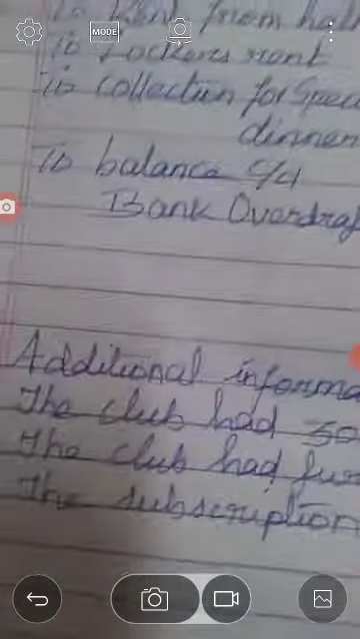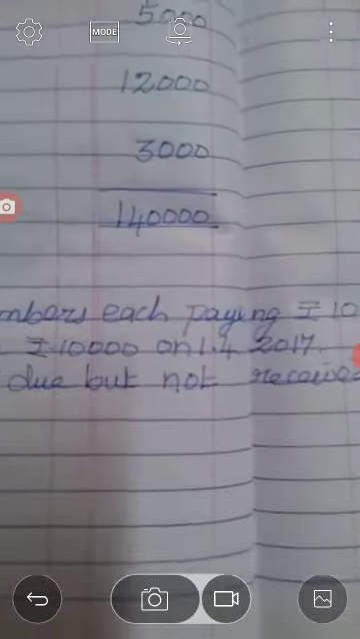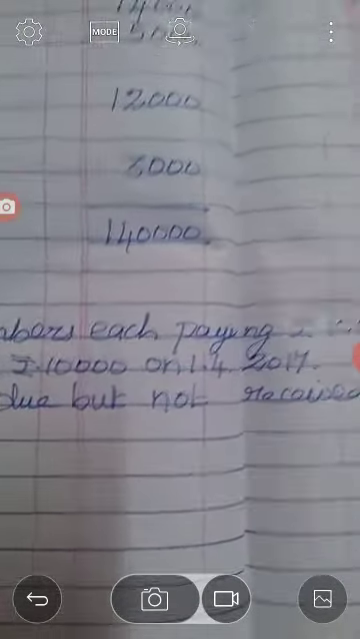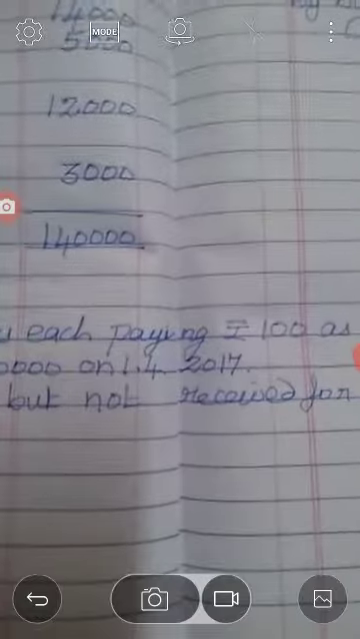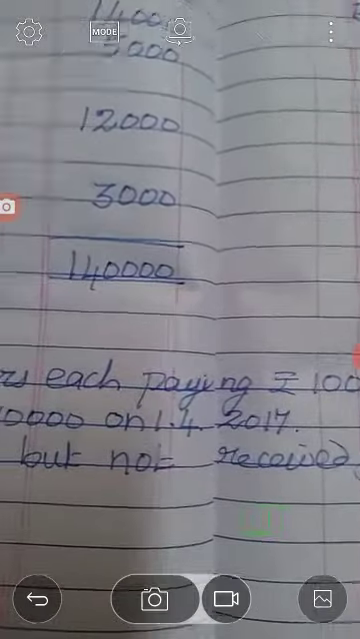In the additional information, the club had 300 members, each paying rupees 100 as annual subscription. So 300 members are there, and each one pays 100 as subscription. So 300 into 100 is 30,000. Then the club had furniture 10,000 on 1/4/17. This is the opening balance.